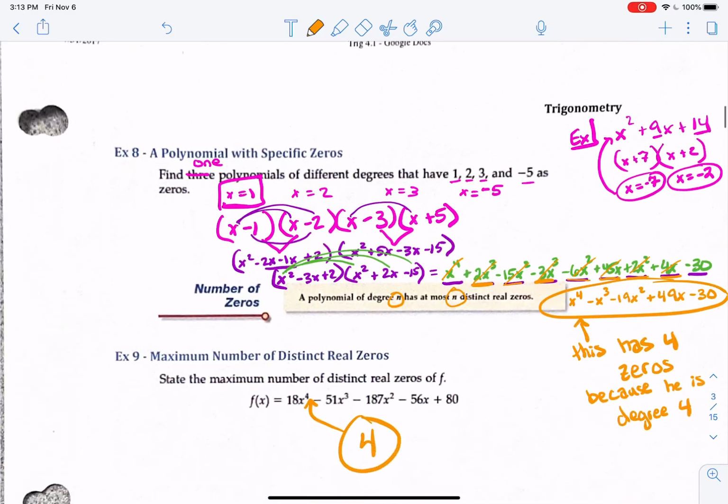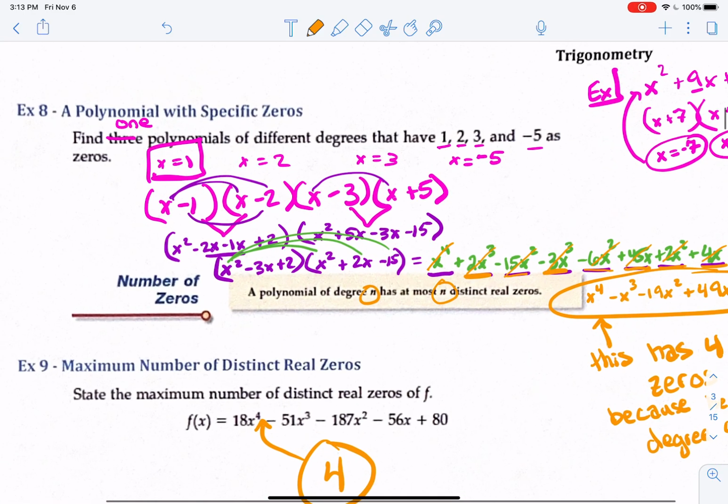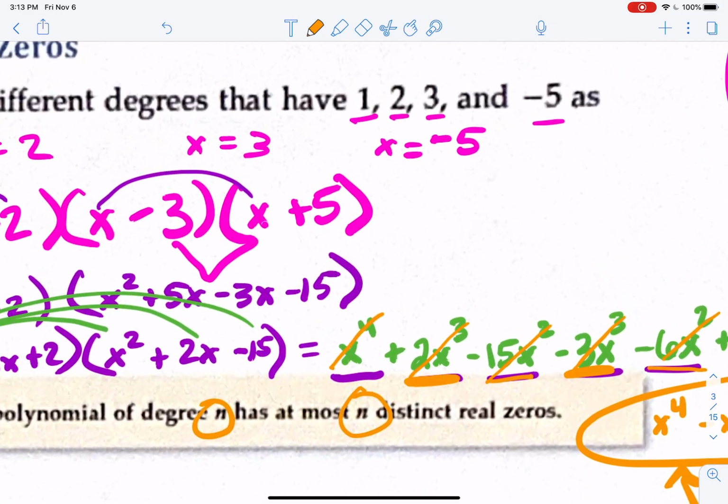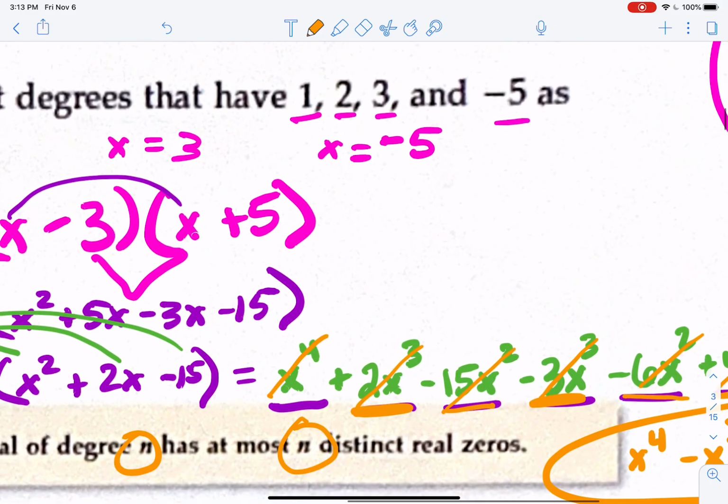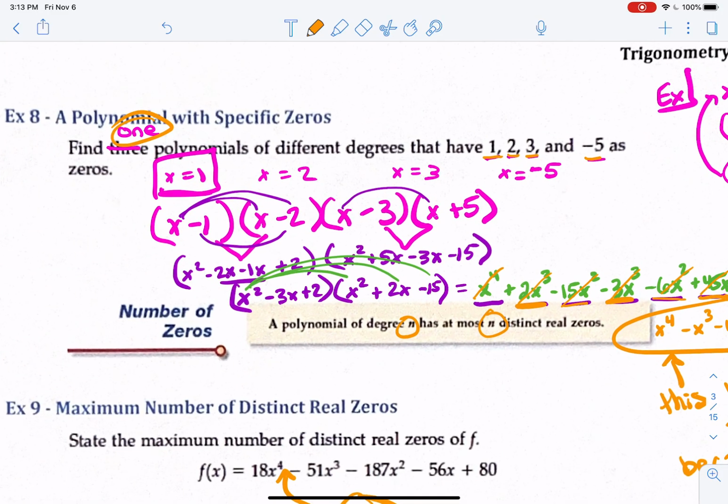Okay, we went down and we solved example 8, and what it tells us is it says find 3 polynomials. I just said let's find the one polynomial because that's a pretty long process just to find one of them, so we just found one. Find one polynomial that has zeros that are 1, 2, 3, and -5, okay? So what that means is that x equals 1, x equals 2, x equals 3, and x equals -5, okay?